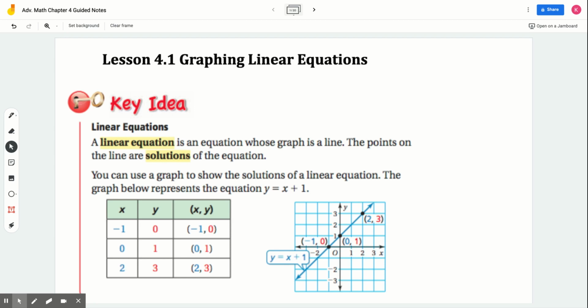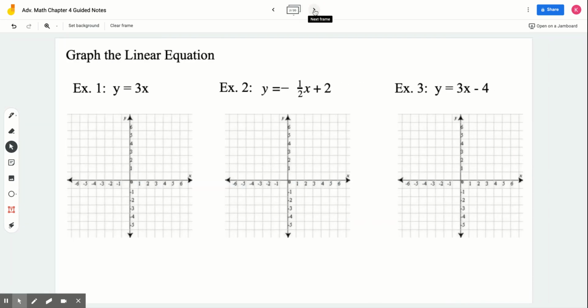The graph below represents the equation y equals x plus 1. So for this equation, we have the graph for the table, and we have the solutions on a coordinate plane to show what the graph of this line would look like. We are going to now graph the linear equations.